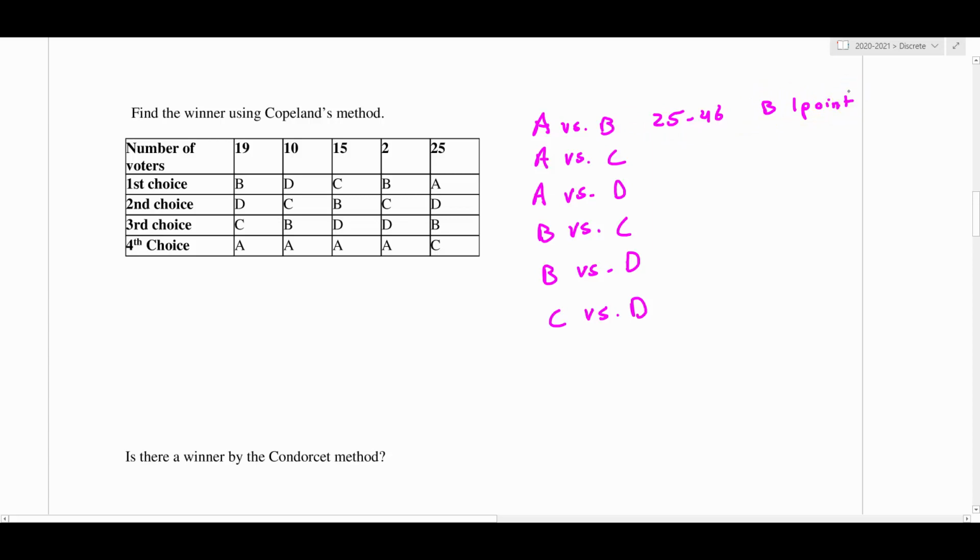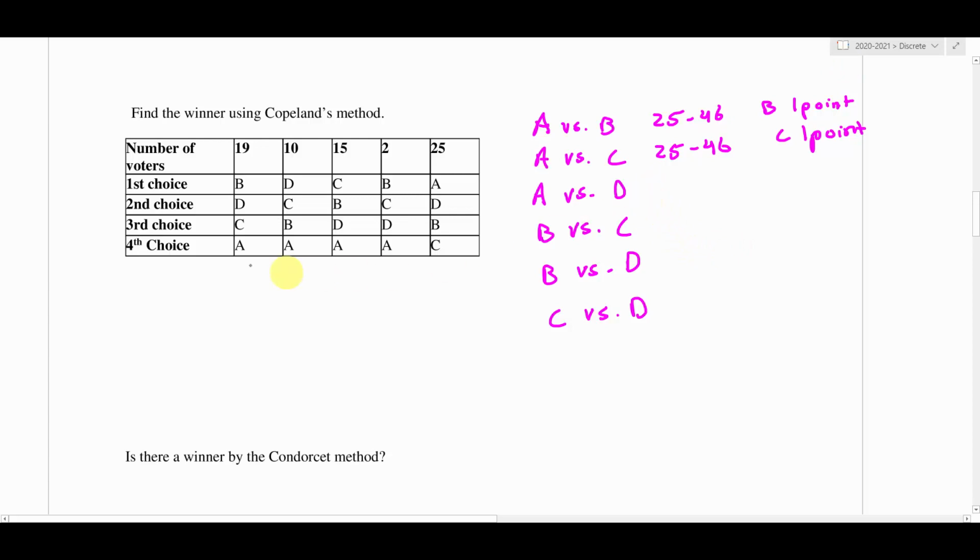All right, so remember, if you win a head-to-head matchup, you get a point. If you tie, you get half a point. If you lose, you get 0 points. All right. So then we would do A versus C, and it's going to be the same thing here. A loses to C in the first 4 columns, but A wins in that last one. So it's going to be 25 to 46 again. But this time C gets a point for winning.